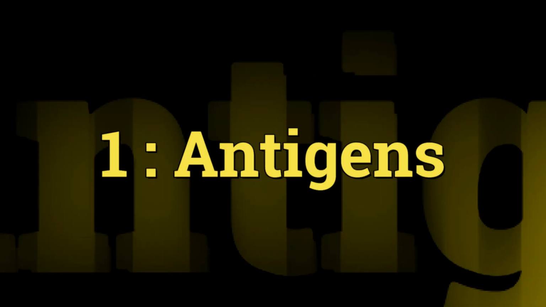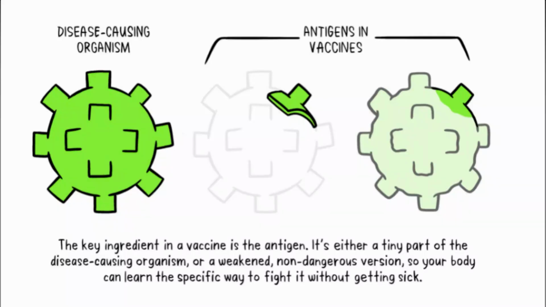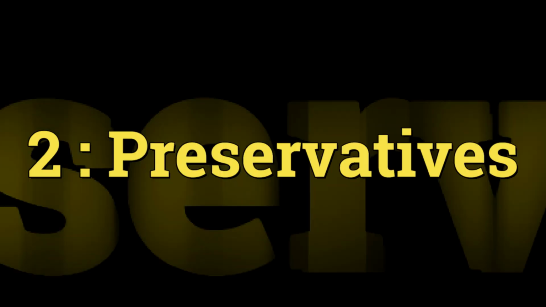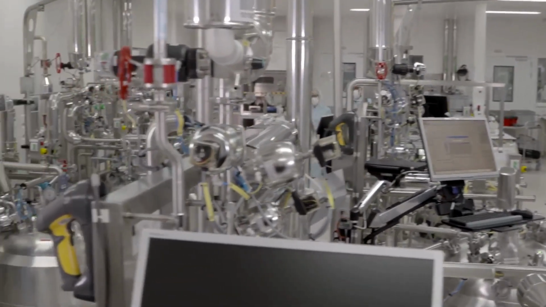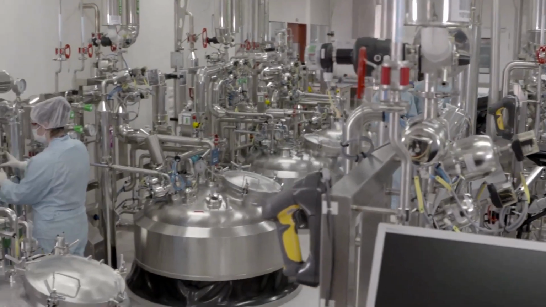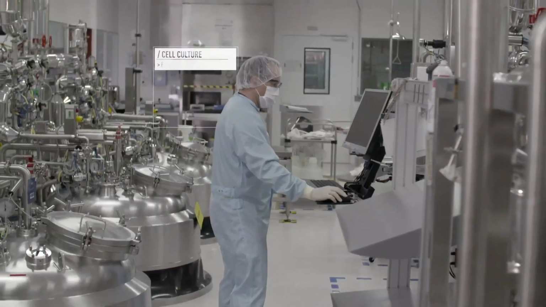Antigens. The antigens may be a small part of the disease-causing organisms like protein or sugar, or it may be the whole organism in a weakened or inactive form. Preservatives. Preservatives prevent the vaccine from becoming contaminated. However, some vaccines do not have preservatives because they are stored in 1-dose vials. The most commonly used preservative is 2-phenoxyethanol.